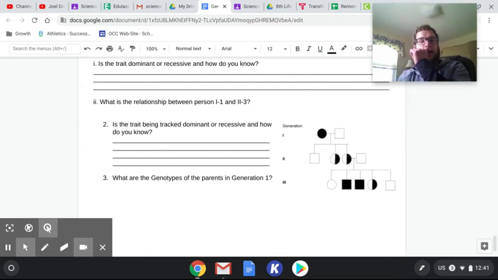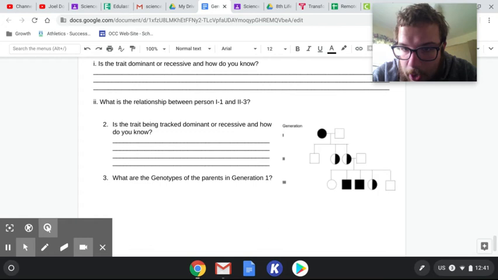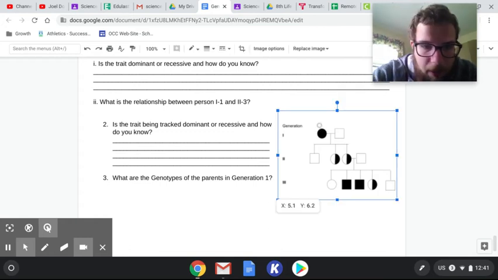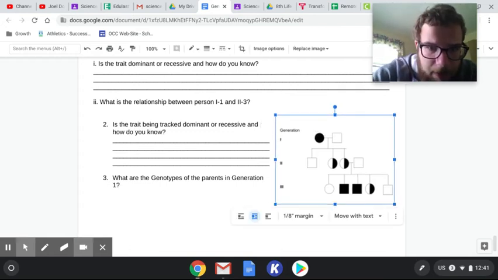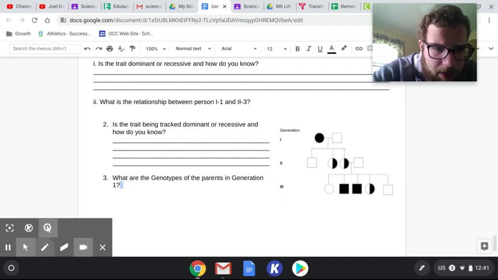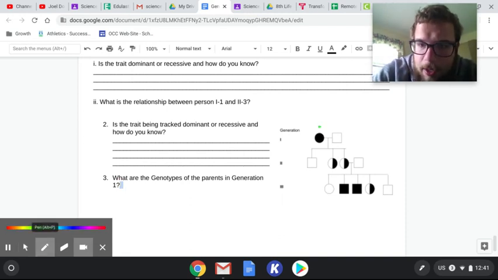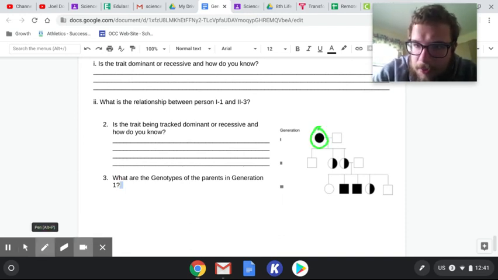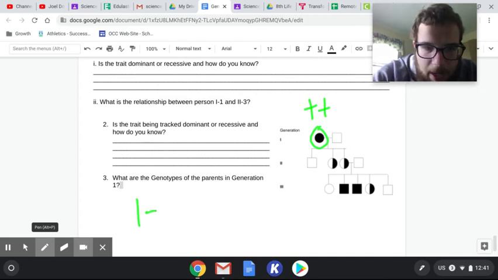Now, what are the genotypes for the original parents? In order to be affected by it, I thought I had my pen up. Now I'm grabbing things. Sorry. Let's get the pen back. Okay, in order to be affected by a recessive trait, we'll call it T again, this person has to be little t, little t. So we would say, they're not numbered, but I-1 equals little t, little t.